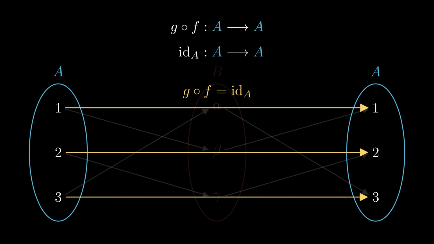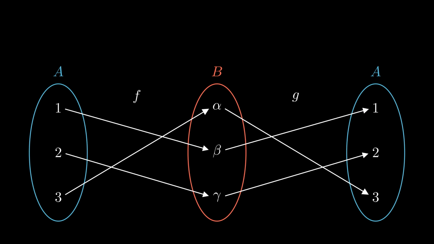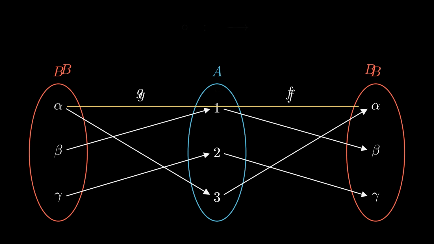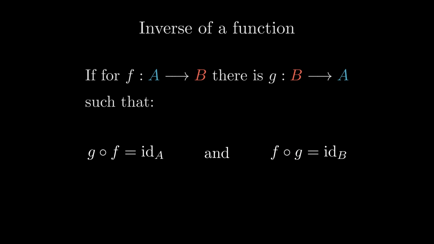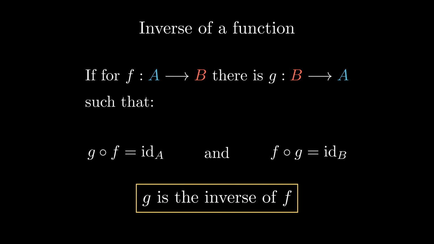Now, what would happen if we start the composition with g? As we can see, our f takes every element in B to itself. In other words, the composition gives the identity of B. So, if a function f has another function g such that g composed with f equals identity A and f composed with g equals identity B, then g is called the inverse of f. But we could frame it from the perspective of g just as well. We can say that f is the inverse of g.